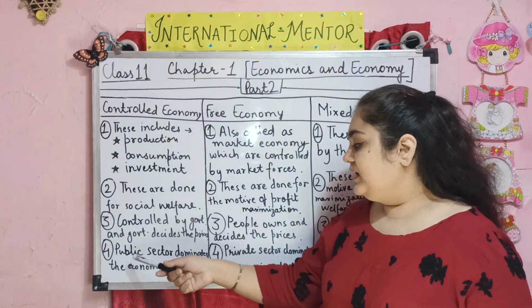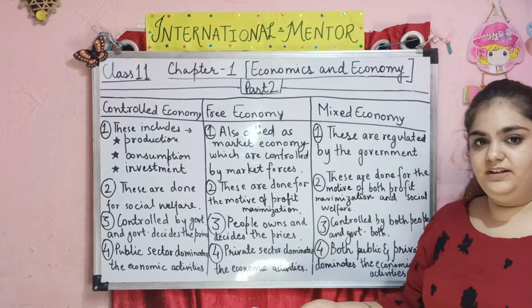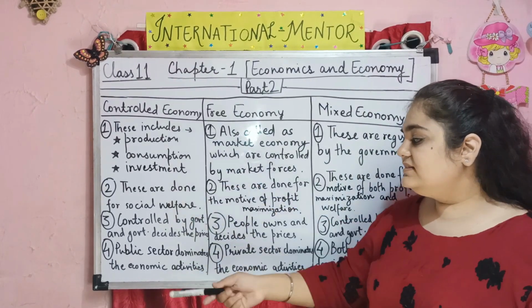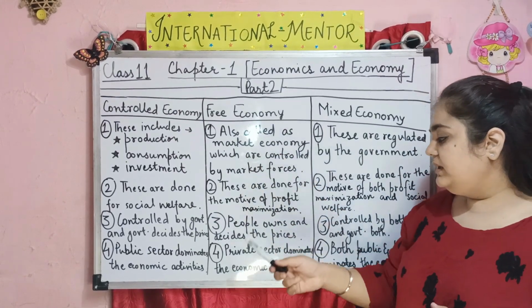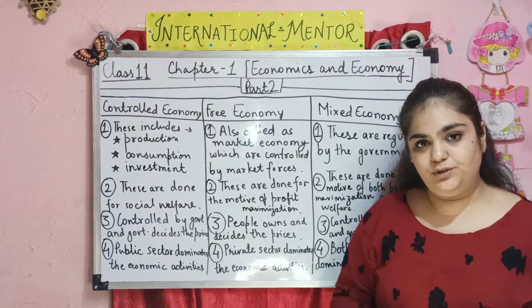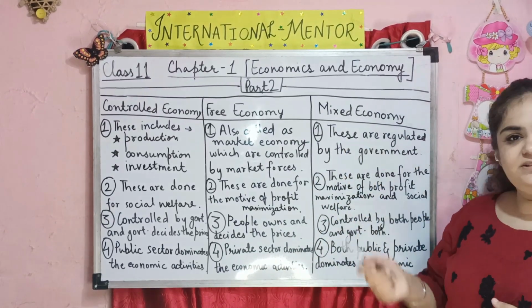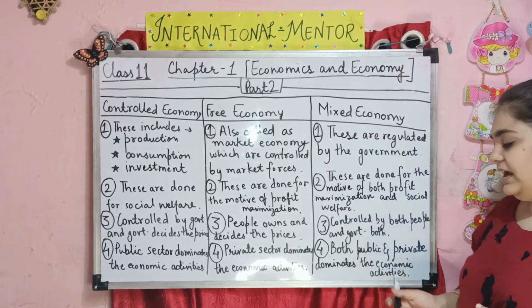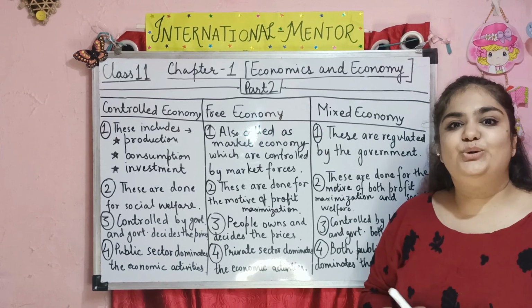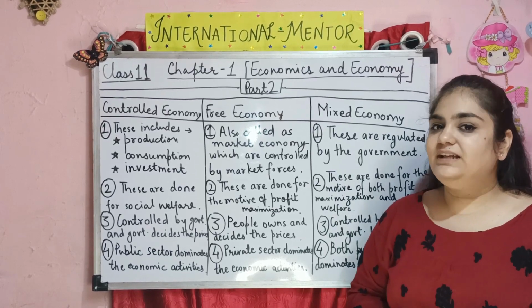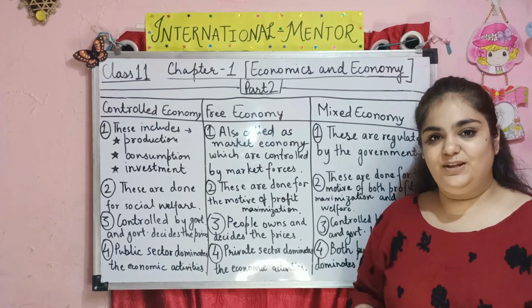In controlled economy, the public sector dominates the economic activities. In this, the public sector plays a vital role. In free economy, the private sector plays a vital role and dominates the economic activities. But in mixed economy, both public and private sectors dominate the economic activities together. So that's it. We have completed our first chapter of economics, which is economics and economy.